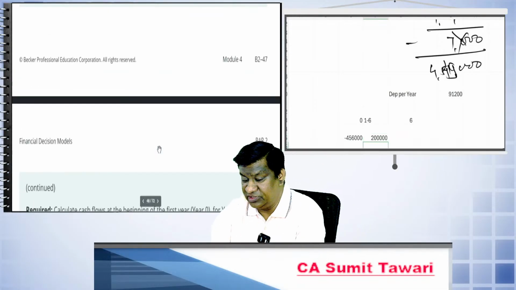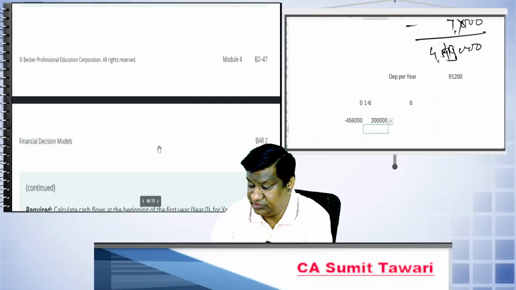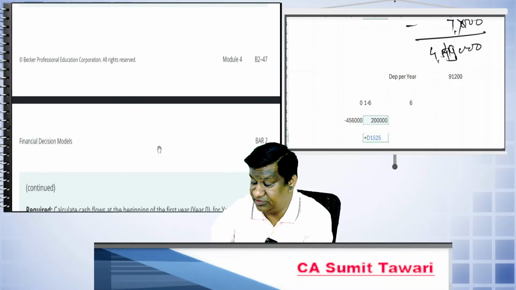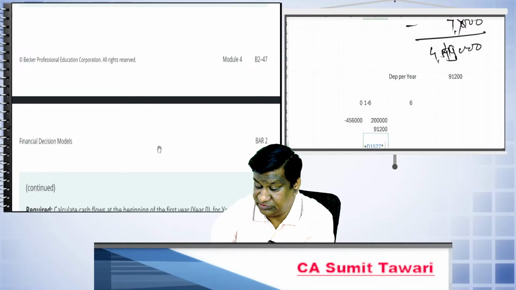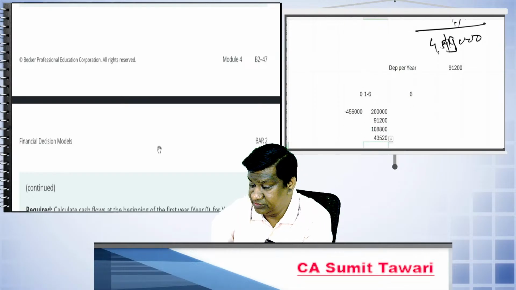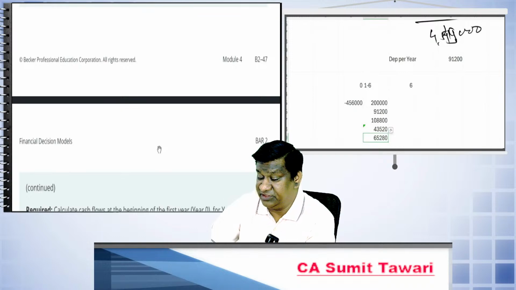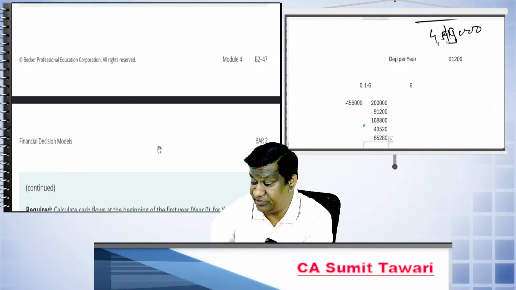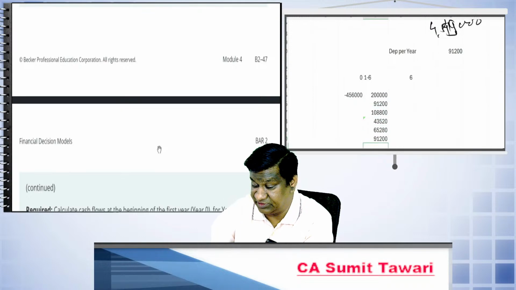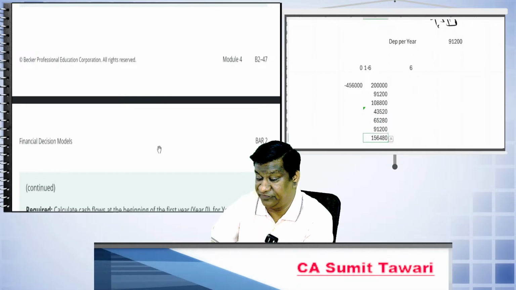So here what happened? 200,000 is the income and the per year depreciation is 91,200. So my taxable income is 108,800, and multiplied by 0.4 is my tax, 43,520. So 65,280 is my post-tax income, and then I need to add back depreciation. So the post-tax cash flow is this amount, 156,480.